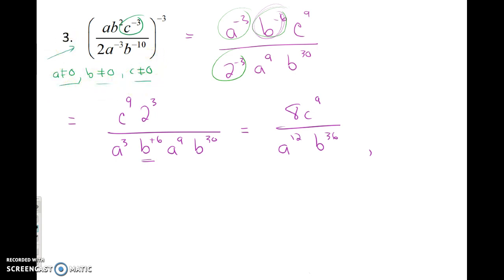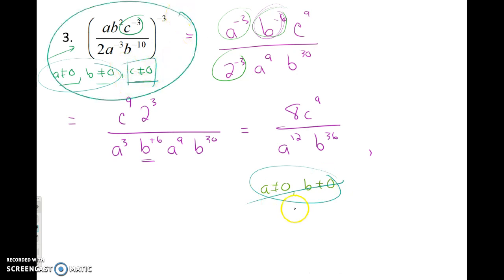Now look at your final answer. What are the restrictions? Well, A cannot be 0. B cannot be 0. However, there is no restriction on C. So do these match up? Well, these match up perfectly. So I don't need these restrictions in my final answer. However, this, which is implied here, is not implied here. That is a problem. So we just need to add that restriction explicitly.